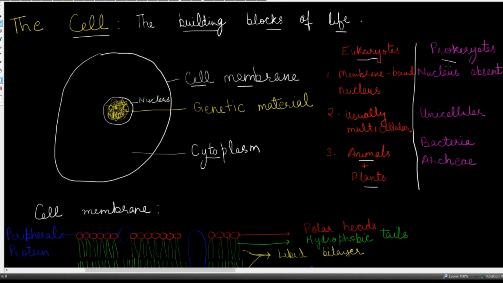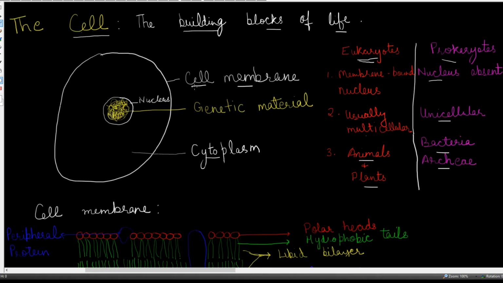The other one are the prokaryotic cells. They do possess the genetic material, but it is not surrounded by any membrane. It floats freely in the cytoplasm. So we can say the membrane-bound nucleus is absent in prokaryotic cells, and unicellular bacteria and archaea belong to this category. Here we are going to discuss the eukaryotic cell.